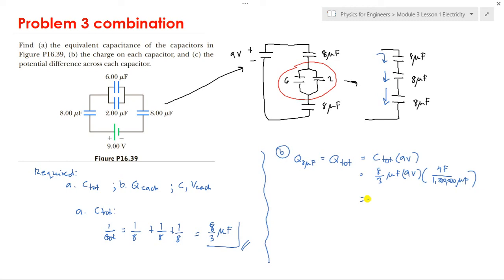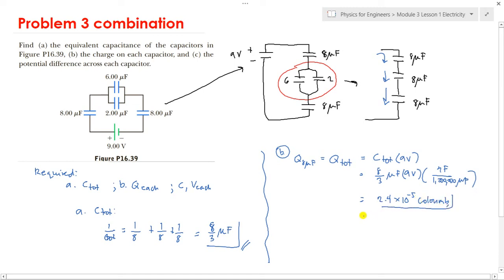So the answer would be 2.4 times 10 to the power negative 5 coulomb. And of course, that is also equal to the Q at 8 microfarad. However, on the second one, the Q at 6 microfarad and 2 microfarad are different. Okay, they are different.